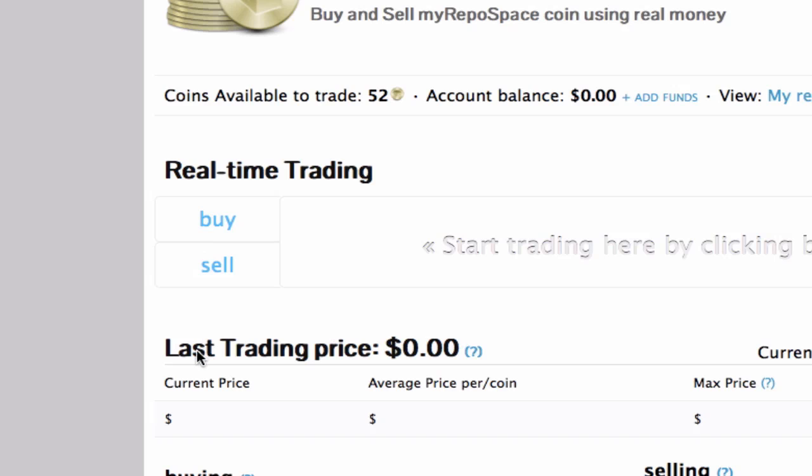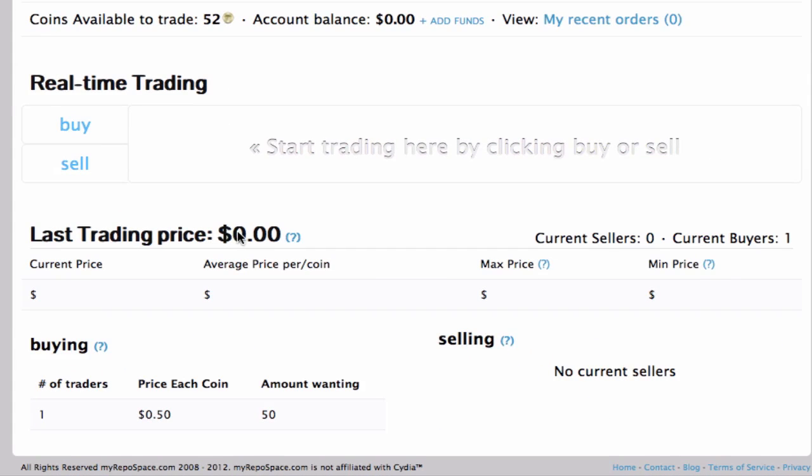Down here we can see the last trading price. Now, basically, this is the information that you can look to see what the value of your coin may be at that particular time. Currently, there are no traders because it hasn't been open.